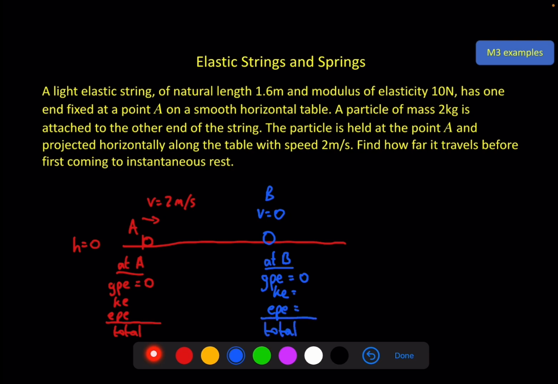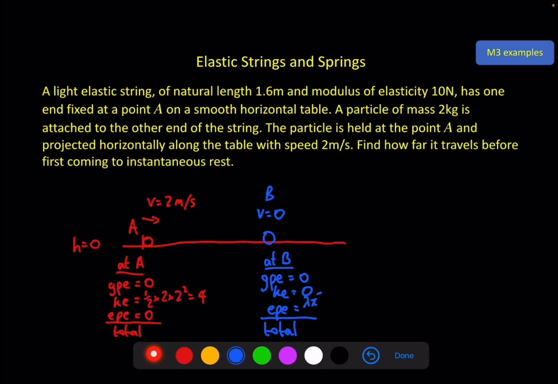We also know at B the velocity is 0, so the kinetic energy is 0. At A the kinetic energy is not 0, it's a half times the mass, which is 2, times the speed squared, and that gives us a total of 4. And here the elastic potential energy is 0 because it's a string which is slack, so there's no extension. At B there is an extension, but we don't know what that is.